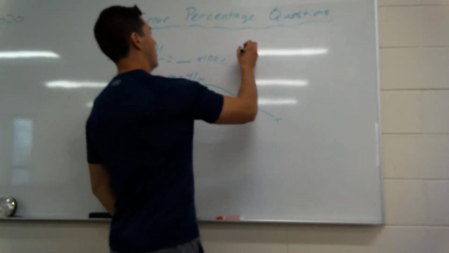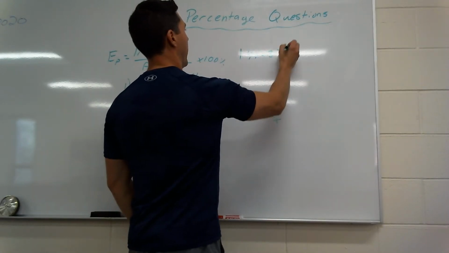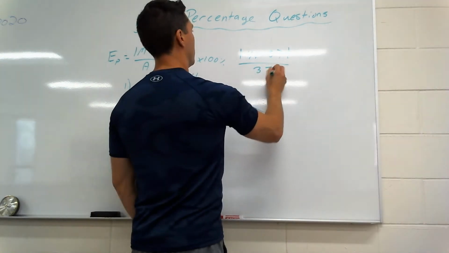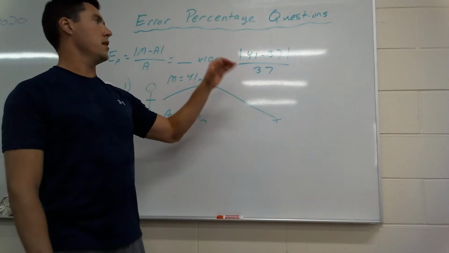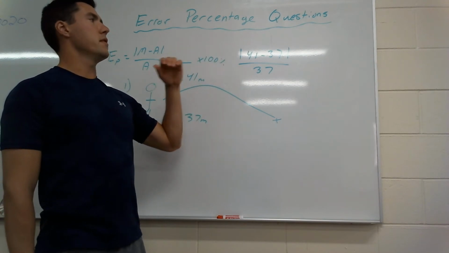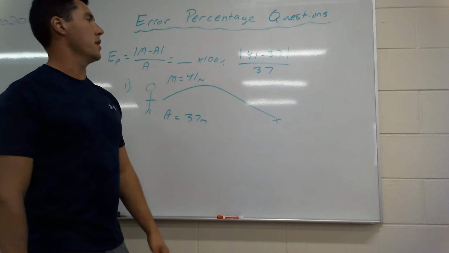So let's actually go through this formula and this answer now. We're trying to find the error percentage. We have our M, we have our A. Let's go through the steps. We're going to go 41 minus 37 in our absolute value brackets over 37. Anything that comes out of here is going to be positive no matter what. It works out positive this time, but even if I guessed 33 meters, everything would come out positive because of the absolute error.